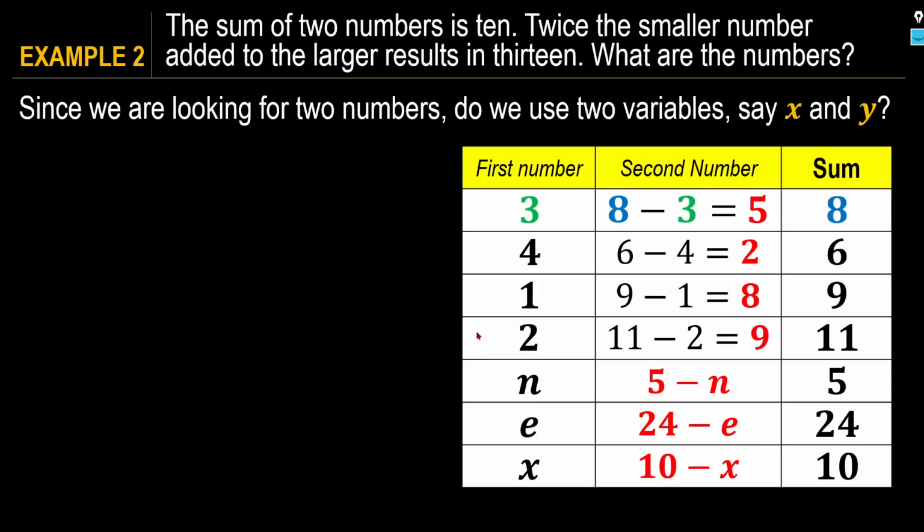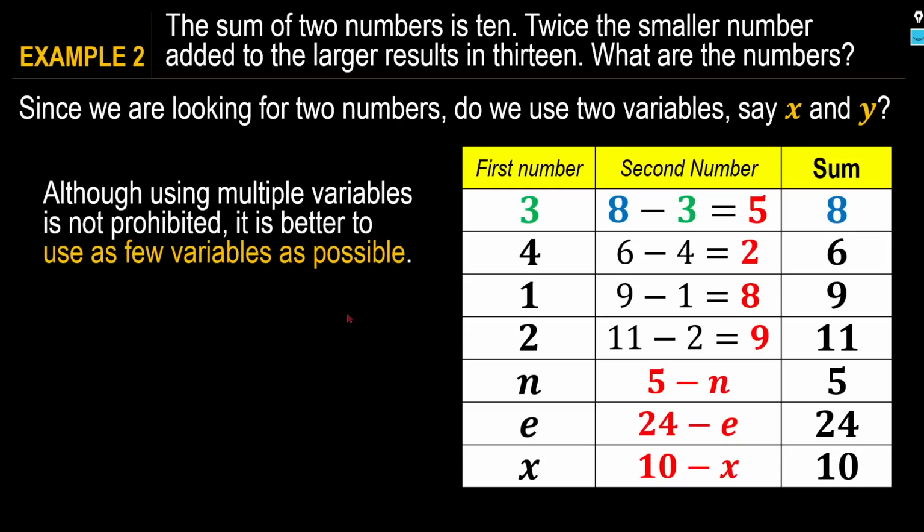Now, hindi ibig sabihin na, sir, bakit natin pinilit na ganito? Yung first question mo why don't we use two variables, say x and y? Is that bawal? Prohibited ba yan? No, it's not. Using multiple variables is not prohibited. However, it is always better to use as few variables as possible. Kung pwede nga one variable lang, no? X lang or y lang in your equation.